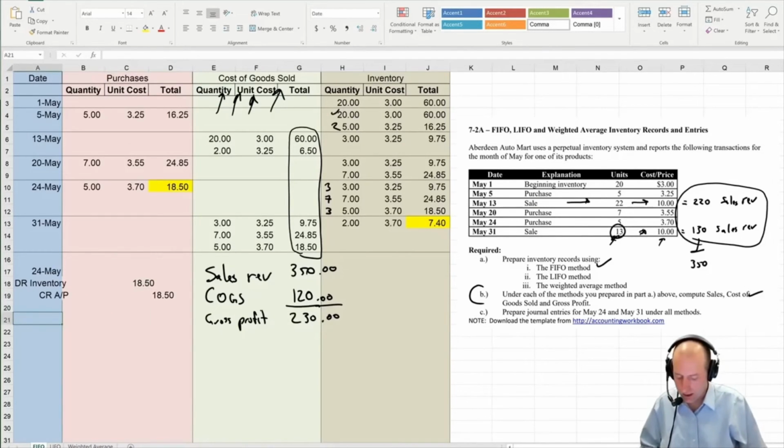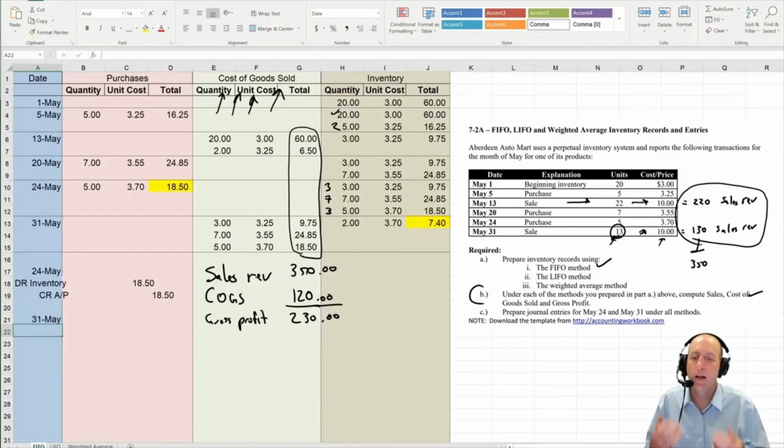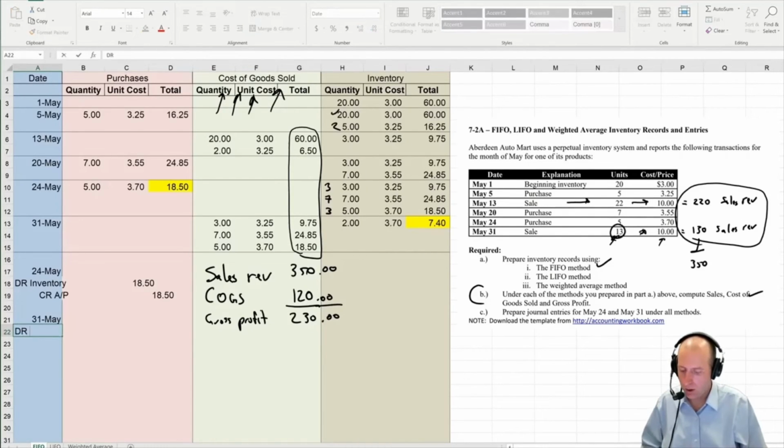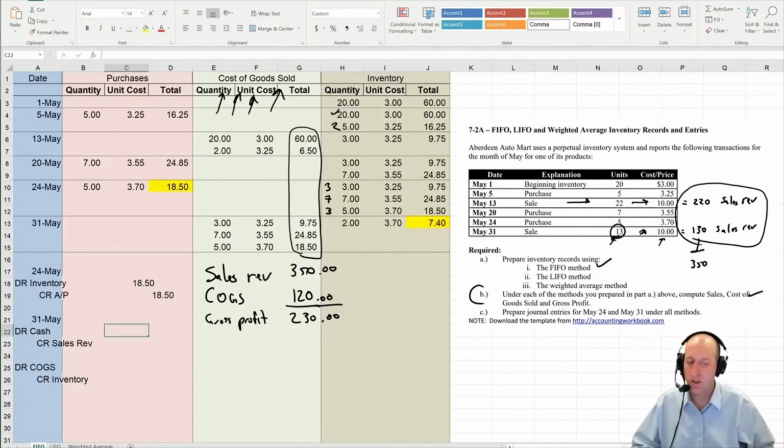The more interesting entry we're asked about is May 31st. And on May 31st, we do 2 entries. Remember, one to sell the product, the other to get the product off our books. So part 1, we're going to debit cash or AR, accounts receivable, credit sales revenue. And the second part of the entry, we're going to debit cost of goods sold and credit inventory. So again, the first part is to say, okay, I got money coming in. How much money do I have coming in?